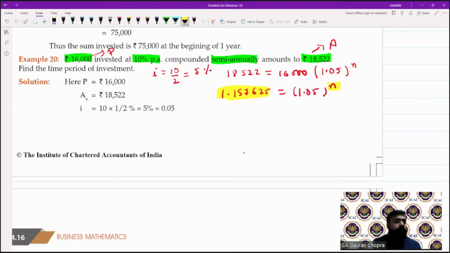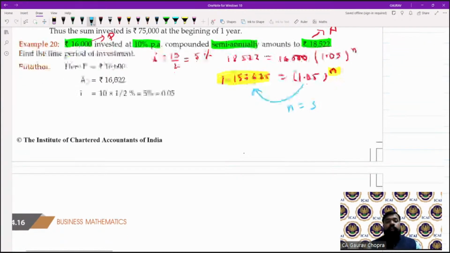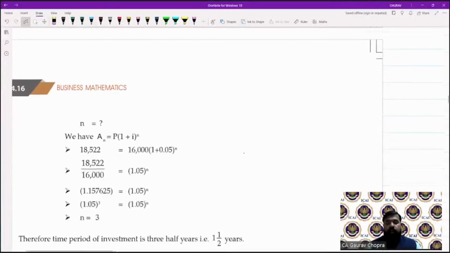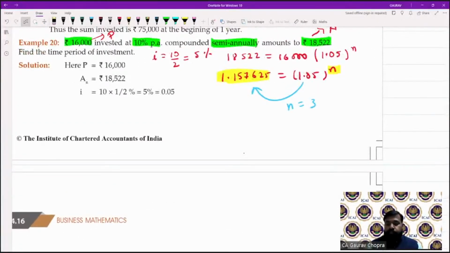So when you are trying 1.05 to the power of 3, you are getting the result. Therefore, n is equal to 3. So 3 is the half years. You have to convert it into number of years. It will become 1.5 year. So 3 half years means 1.5 years, in order to calculate the number of years. This is the final result. Okay.